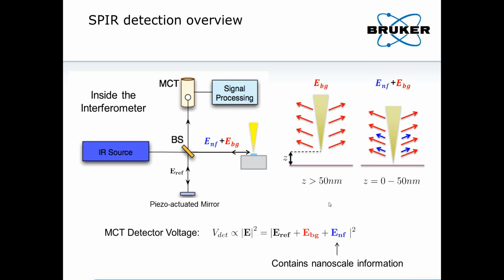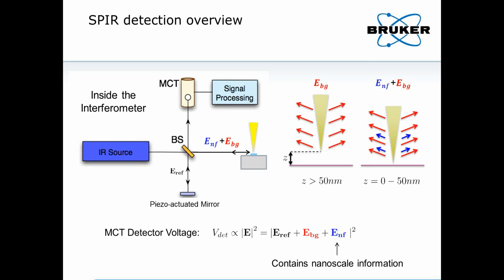Also, it is important to note that the tip will only scatter back light that is sensitive to the nanoscale information of the sample if the tip is in close vicinity to the sample. So for instance, if the tip is further than about 50 nanometers away from the surface, light scattered from the tip is basically completely background radiation. It is not going to give us any nanoscale information. But as the tip approaches the sample and gets within about 50 nanometers, there is an additional contribution that exists only when the tip is that close.